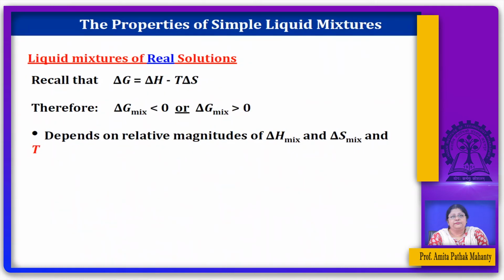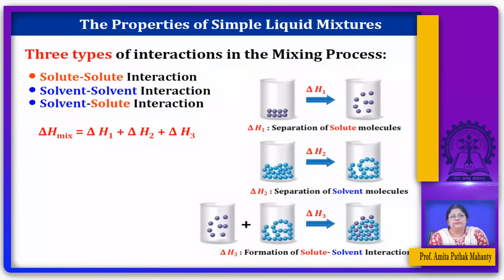So we know the criterion for G should be negative, and for that we need to know the appropriate T, delta H and delta S. Now, what types of interactions can exist? There are usually three types of interactions in the mixing processes: solute-solute interaction, solvent-solvent interaction, and solvent-solute interaction. All the delta H associated with these interactions need to be added to find the delta H of the mixing process. And this is a real process.